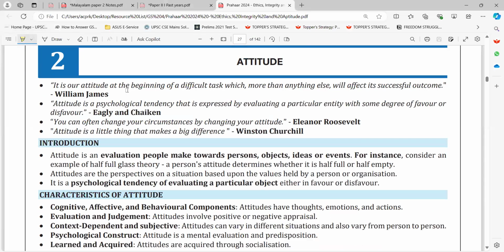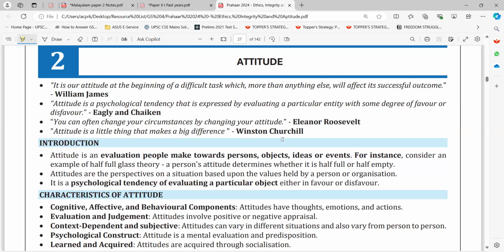It is our attitude at the beginning of a difficult task which more than anything else will affect its successful outcome. William James. Attitude is a psychological tendency that is expressed by evaluating a particular entity with some degree of favor or disfavor. You can often change your circumstances by changing your attitude. Eleanor Roosevelt.